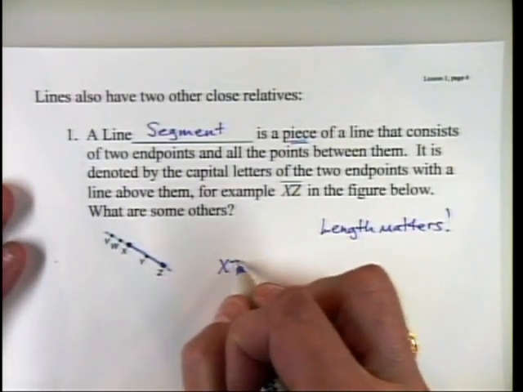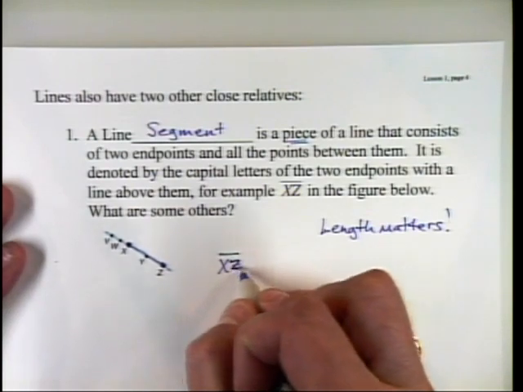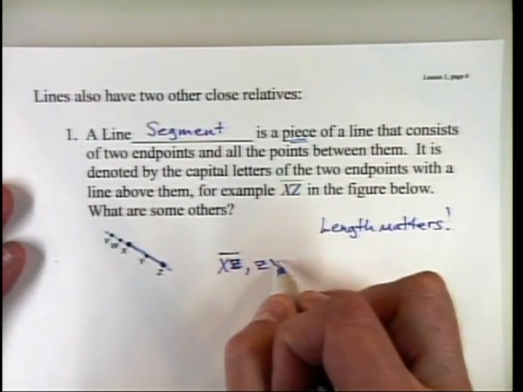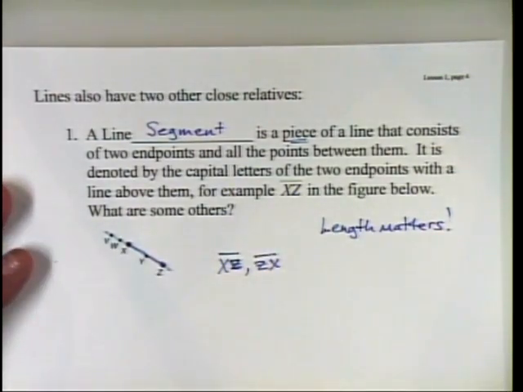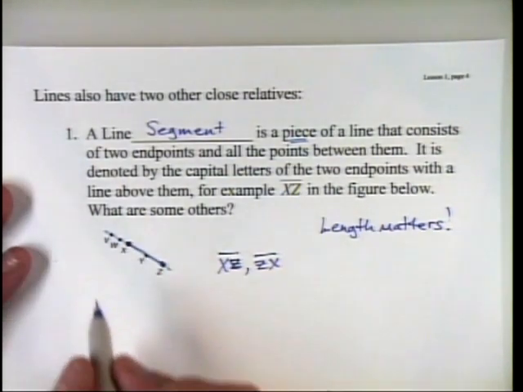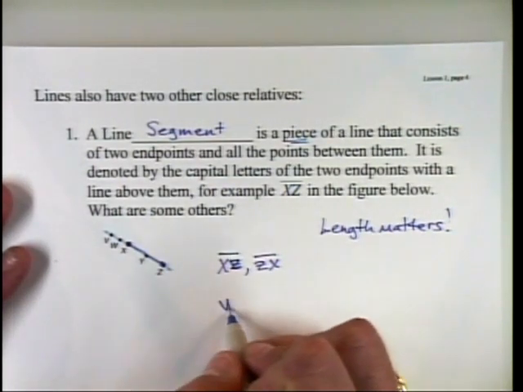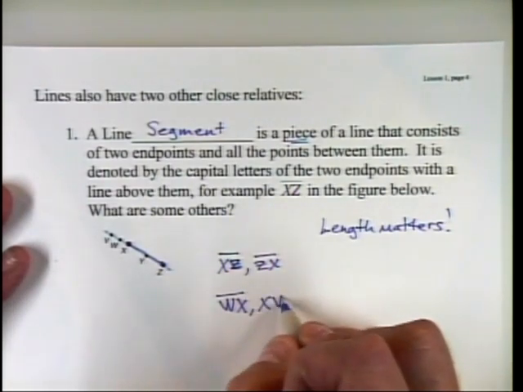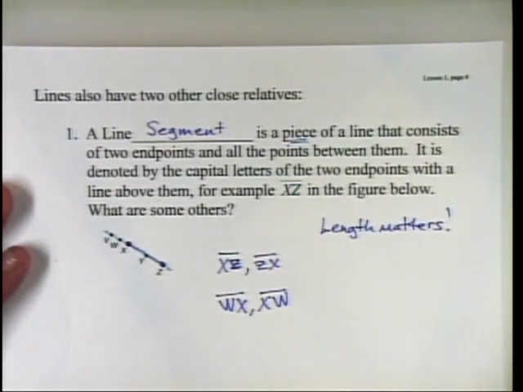Now, if we started with line segment XZ with just a line above it with no arrows, the equivalent segment is ZX. It's the exact same segment. It doesn't matter where we start and where we end so long as it's the same location. It doesn't matter which direction we're going. Some other segments up here are WX, which is the same as XW. Those are equivalent segments because they have the same starting and stopping point and they're the same length.